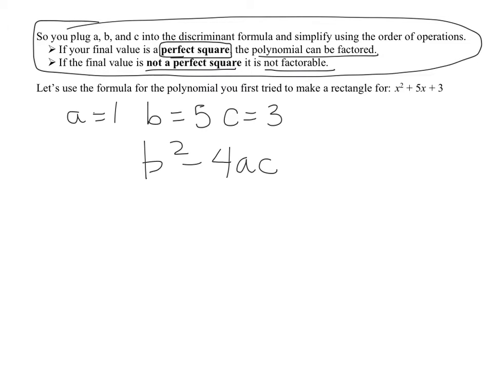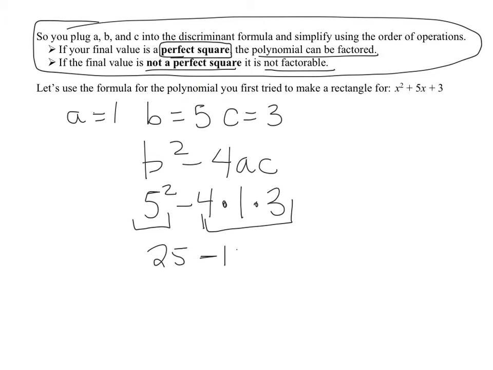So I'm going to do b squared, so that's 5 squared minus 4 times 1 times 3. And remember, the order of operations says that I've got to do my exponents first. So 5 squared is 25. Then I'm going to do my multiplication and division. We can do this at the same time. 4 times 1 times 3 is 12. We are subtracting 12, and 25 minus 12 is 13.